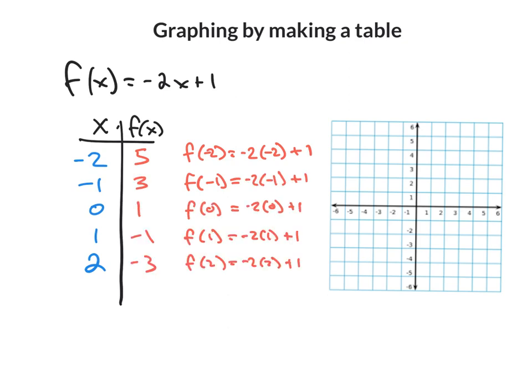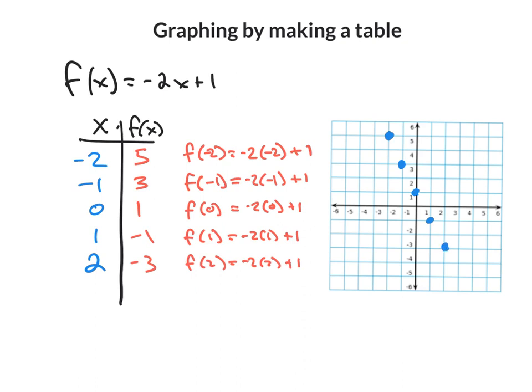Okay, so as I fill out the rest of these, I got 5, 3, 1, -1, -3. And then I'm going to graph those as points on my graph. So then I go 2 to the left and 5 up for my first point. 1 to the left and 3 up. 0 to the left and 1 up. 1 to the right and 1 down. And finally 2 to the right and 3 down.